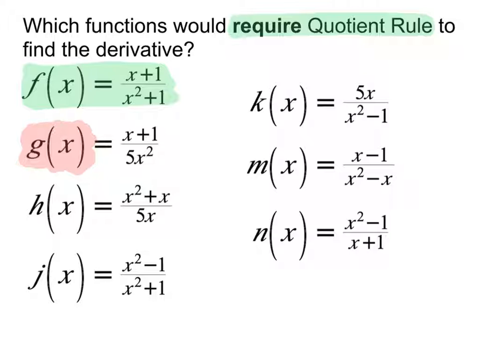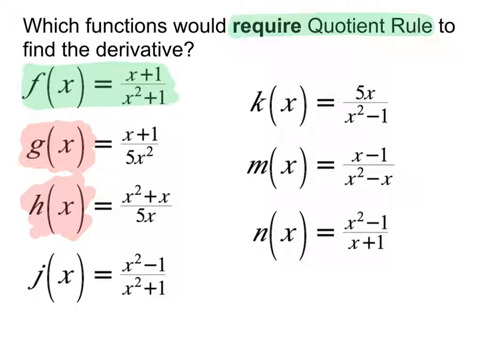All right, h of x. Could we do it without quotient rule? Well, for h of x, I could turn both of those into x squared over 5x, and then x over 5x. We could simplify those. We could find those derivatives. In fact, that one would end up being pretty easy because there wouldn't even be any fractions hiding inside of it after we simplified. And so, yeah, we don't require quotient rule there. Now, could we use quotient rule? Yes, we could. However, you don't need it.